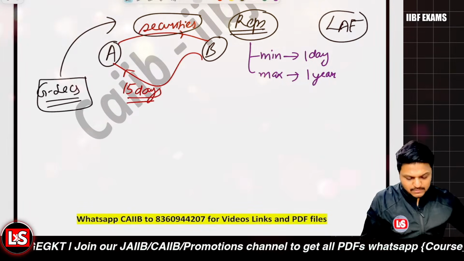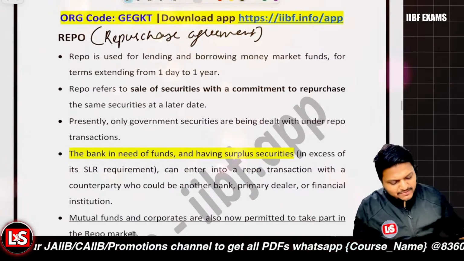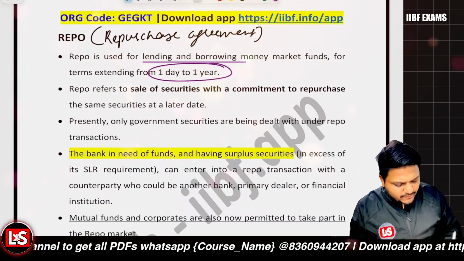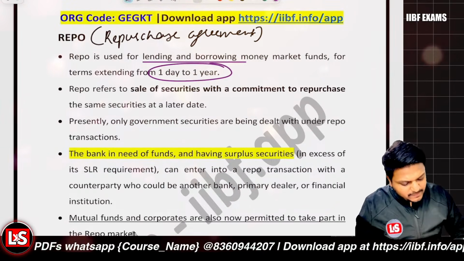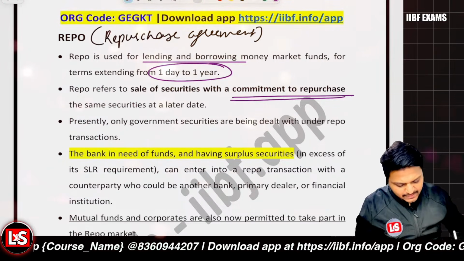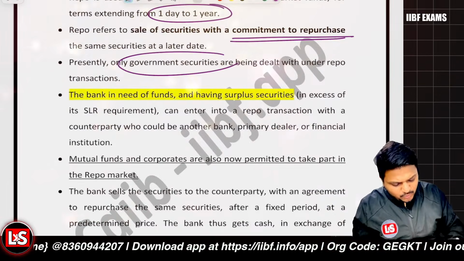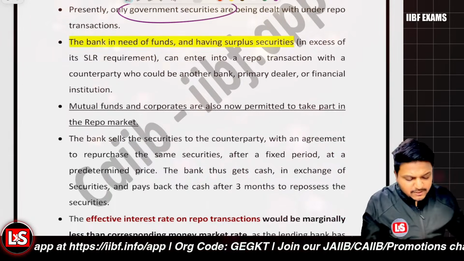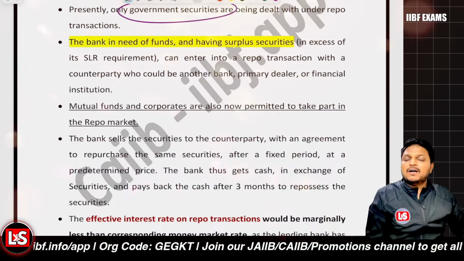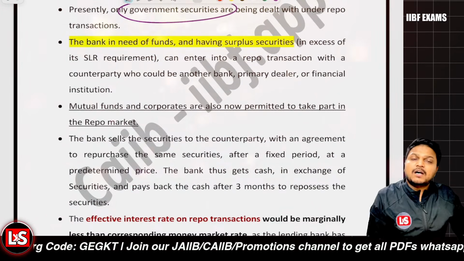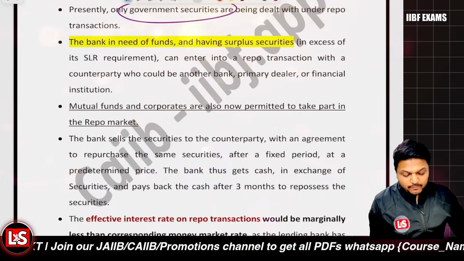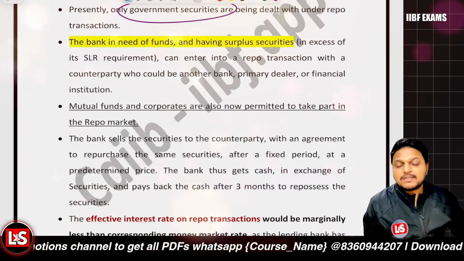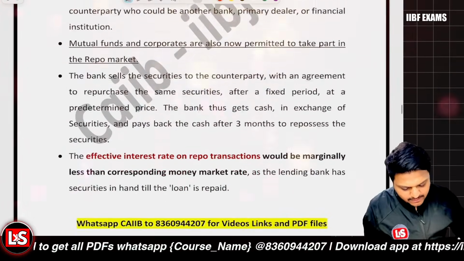Clear with it? Let's have a look at it. So repo is basically used for lending and borrowing purposes in the money market, ranging from 1 day to 1 year. It's a commitment to repurchase because there is a repurchase agreement, and only government securities are used as the underlying security. Further, if you have a surplus of securities, you can place your securities with other banks and have liquidity with you. And if you have surplus liquidity, you can lend against securities and earn extra money on it. Clear with it?